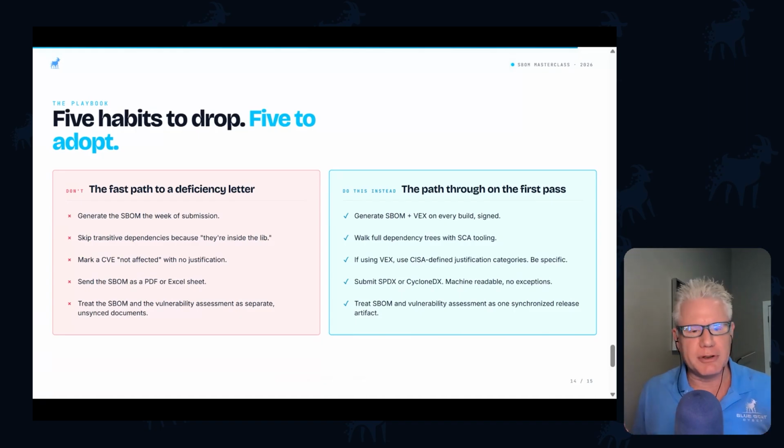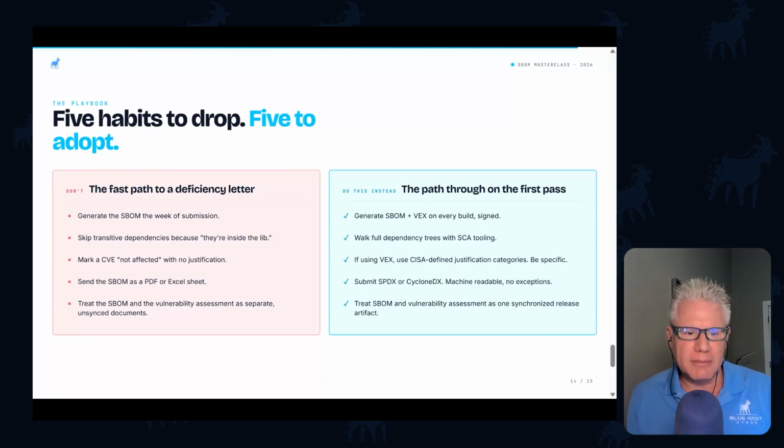A lot of people skip the transitive dependencies we talked about, but we have to know the entire supply chain. So everything that went into our software, where it came from, we have to be able to track that back. Any CVE that we mark as not affected is okay, but we need to justify why it's not affected and why it doesn't introduce a vulnerability into our product. I mentioned this before a little bit: we have seen lots of clients send the SBOM as a PDF or Excel spreadsheet. Those are not acceptable formats. We talked about SPDX and CycloneDX. Those are machine readable formats. Those are the formats the FDA wants to see.